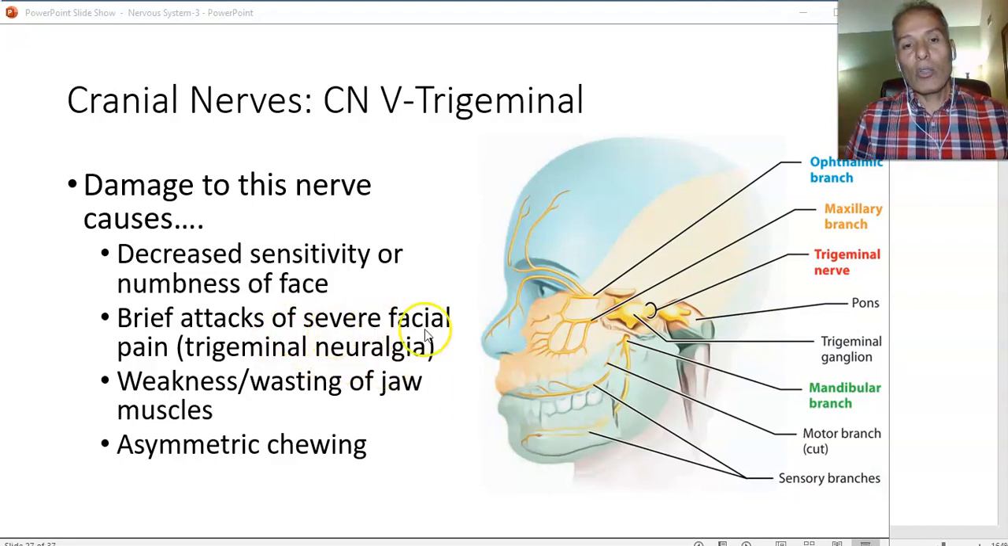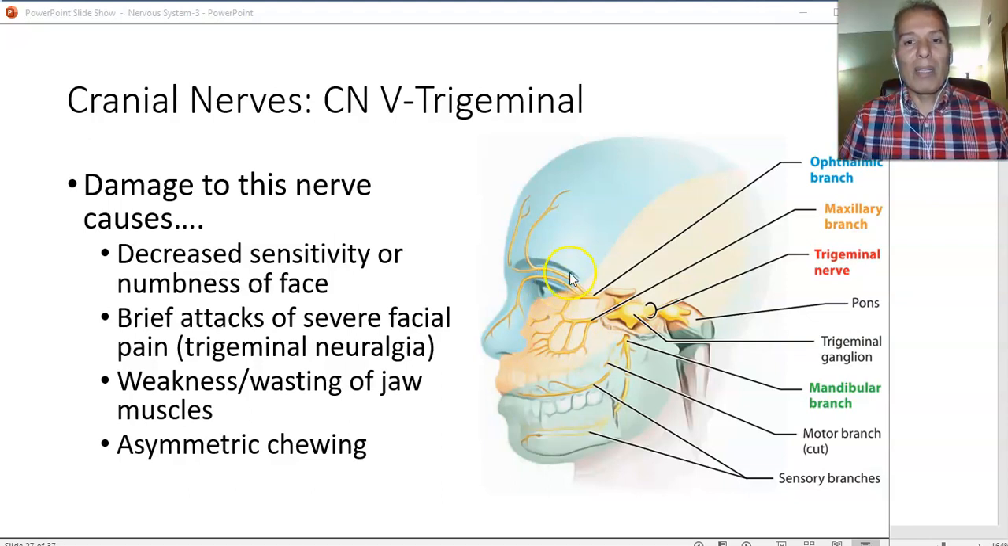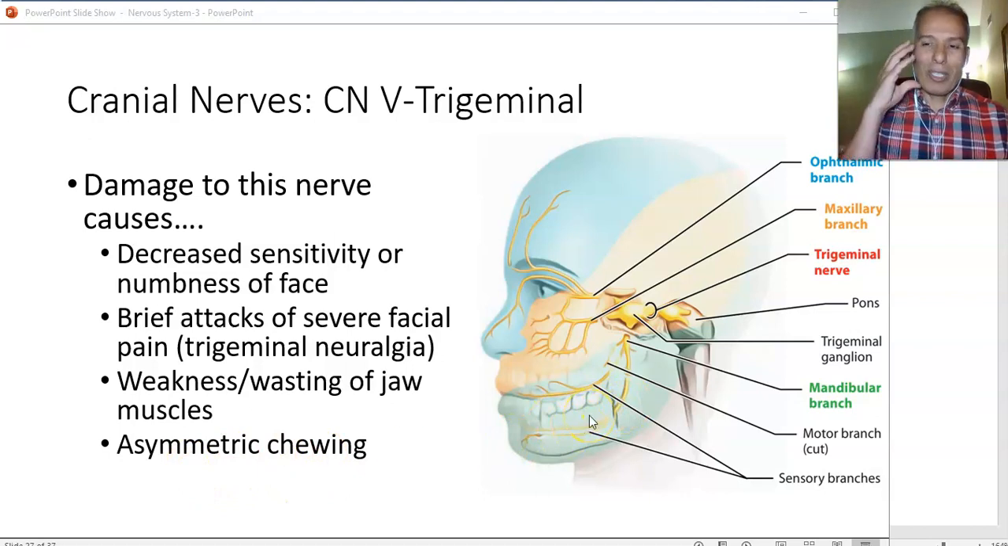Brief attacks of severe facial pain, that is called trigeminal neuralgia, that is very severe because of the damaged nerve. It keeps giving signals that there's something wrong, but the pain is very severe. Weakness or wasting of the jaw muscles, and asymmetric chewing, because one part will not be chewing with the same force as the other. That causes a problem.